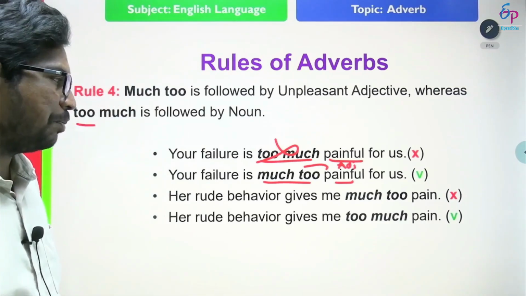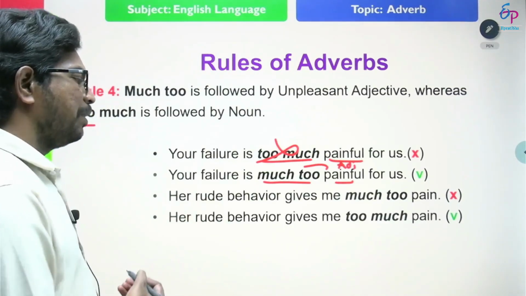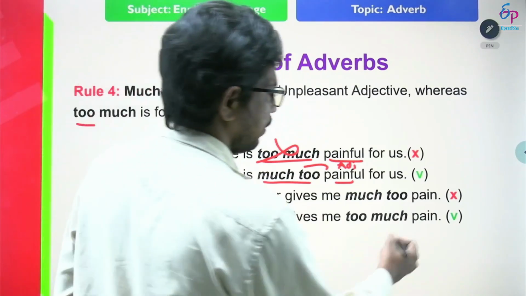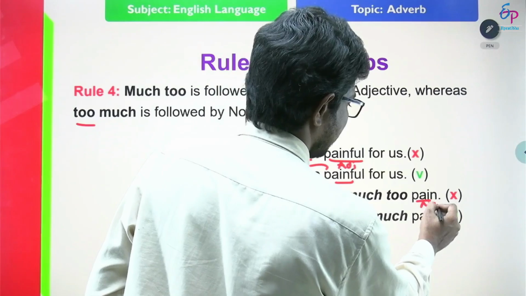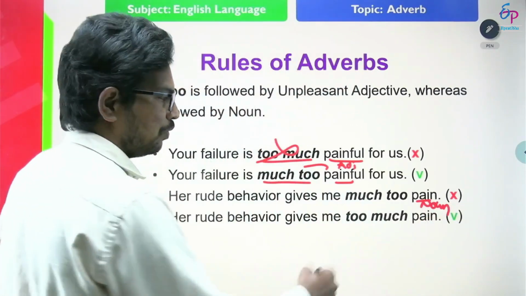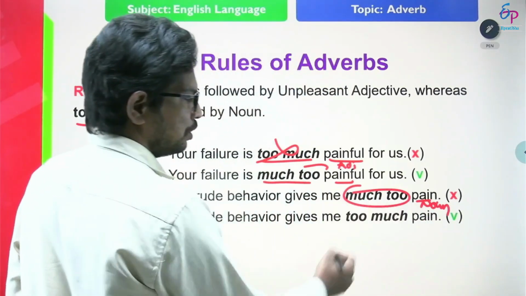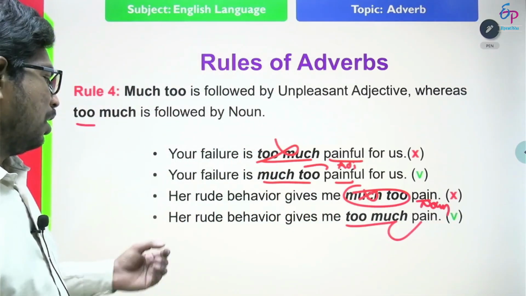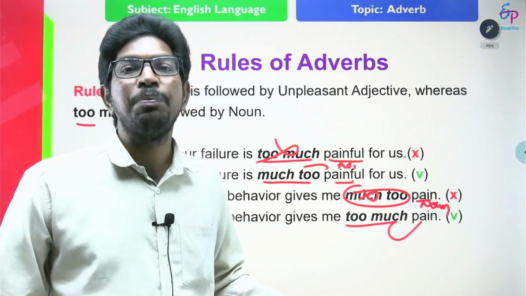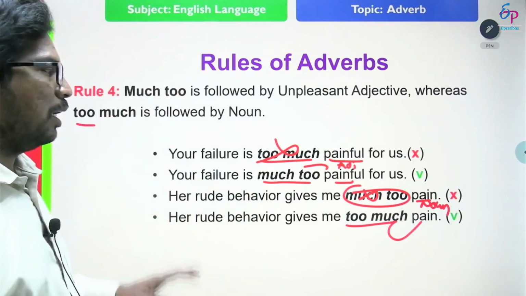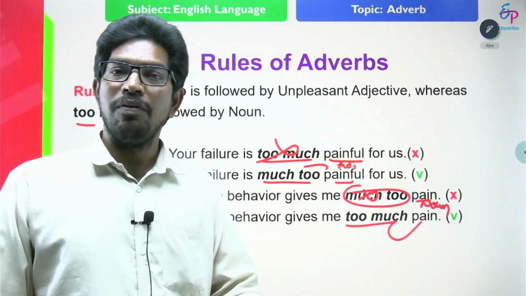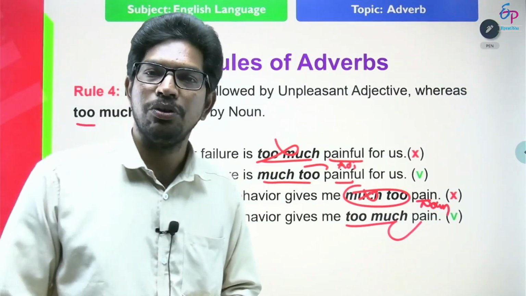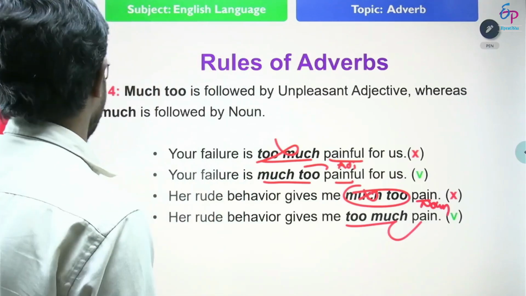Let us see one more statement and find out the error. Her rude behavior gives me much too pain. Here pain is a noun. So before a noun, we should not use much too. We use too much. Too much pain is correct. So, her rude behavior gives me too much pain. Now you clearly understood: much too should be used before an adjective, and too much should be used before a noun. Let us see the next rule.